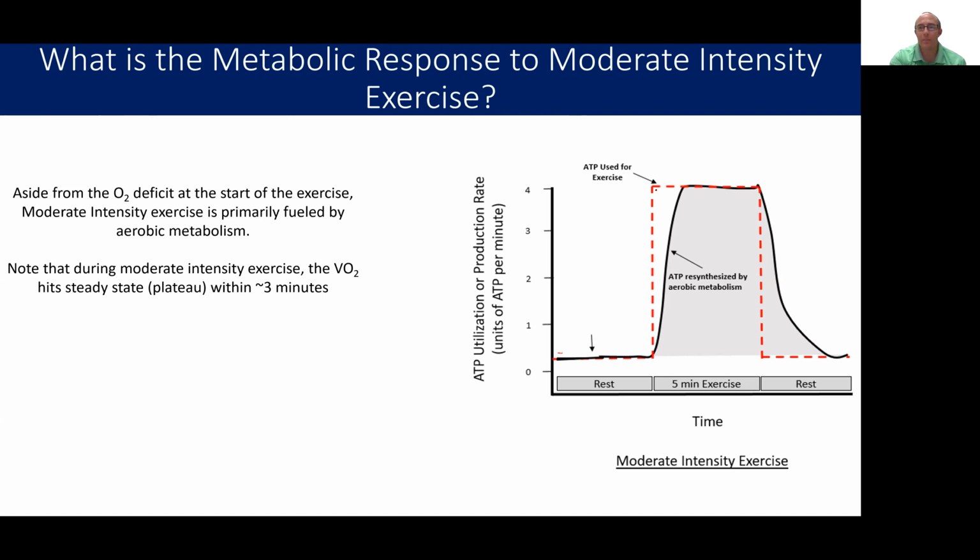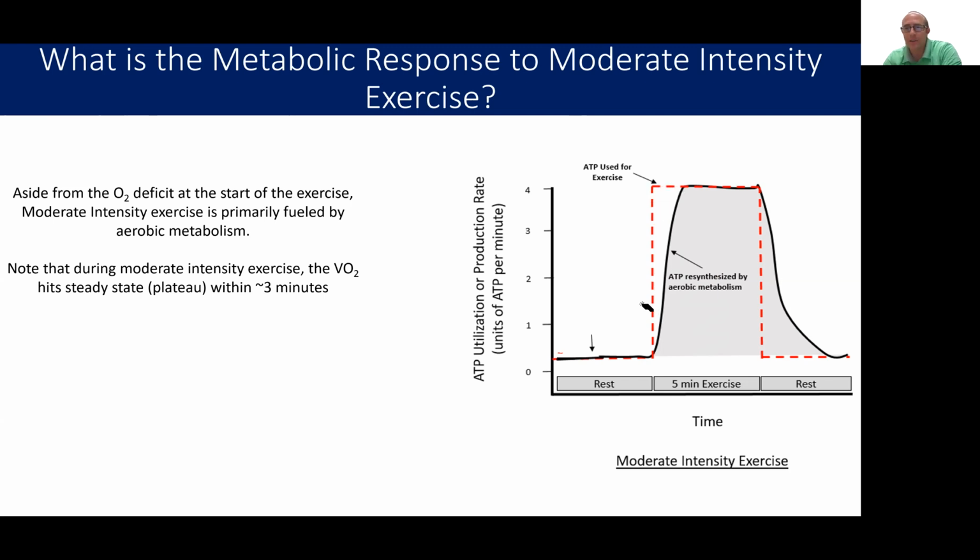We have this gap here between ATP being consumed and ATP being resynthesized aerobically. That gap here is filled in with anaerobic metabolism like a little bit of phosphocreatine, and anaerobic glycolysis. So we have a small, this is called an O2 deficit.